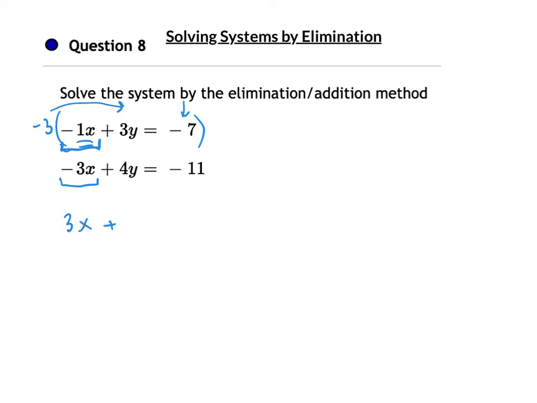Negative 3 times 3y is negative 9y, and I could have written minus 9y. That would have been good. Negative 3 times negative 7 is positive 21. Careful with your signs here. It'd be so easy to make a mistake. I'll rewrite the bottom equation.